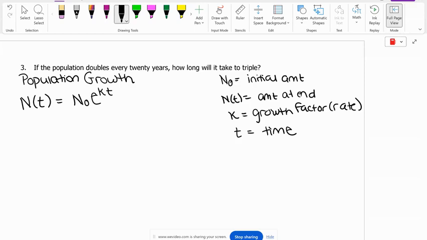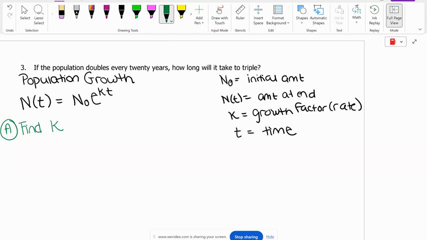Okay, so for these problems, it's actually going to be a two-step problem. The first thing you want to do in part A is find K for whatever specific problem we have, because K is always changing. So in part A, K is going to be our unknown. That means I need to find values for everything else.